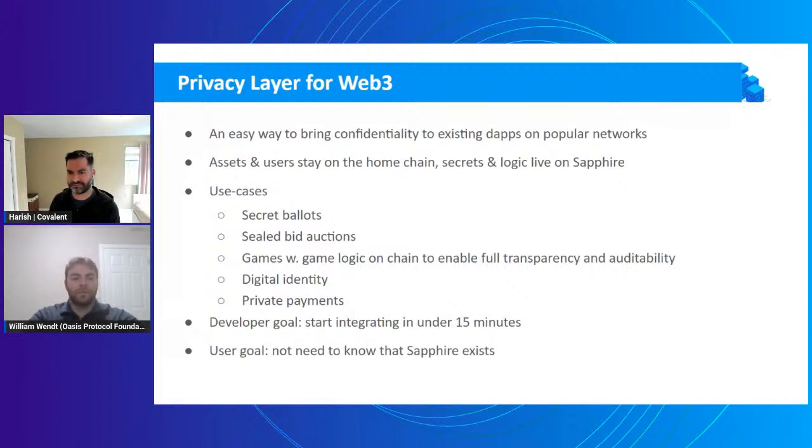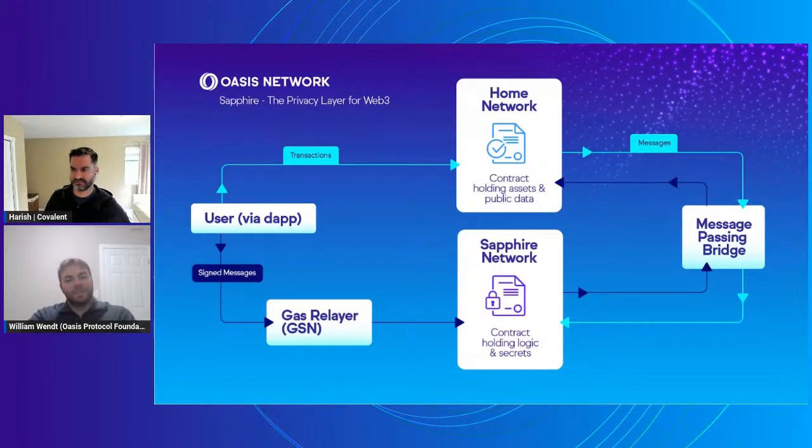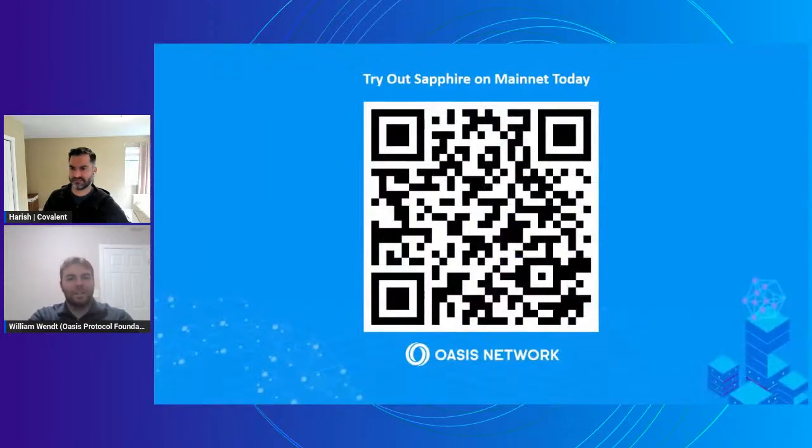The developer goal when working on Sapphire is that you can start getting integrated in 15 minutes or less. And so far, we've had great feedback from developers. So yeah, a quick infographic on how the Oasis privacy layer works. You can see that there's both a network, a Sapphire network. Messages are being passed from one network to the other, leveraging gas relayers as well as the messaging bridge. And so that was my quick presentation on Sapphire.